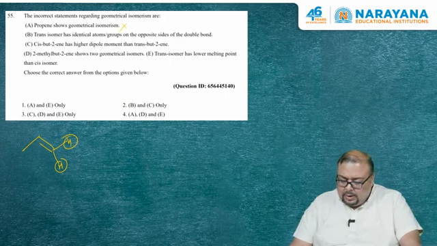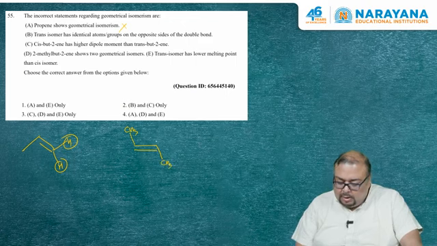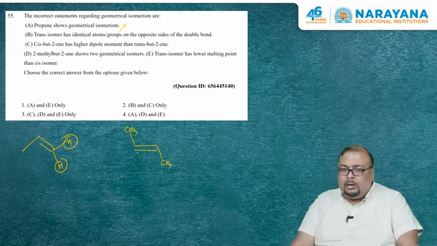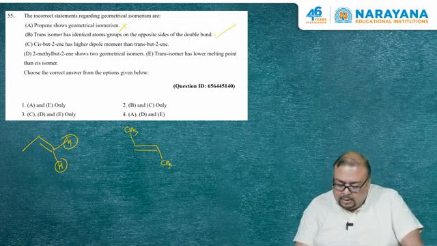A trans isomer has identical groups on opposite sides of the double bond. So this is a trans isomer. Let us say we take trans 2-butene. You see these CH3 groups are on opposite sides of the double bond. So option B is actually a correct statement.